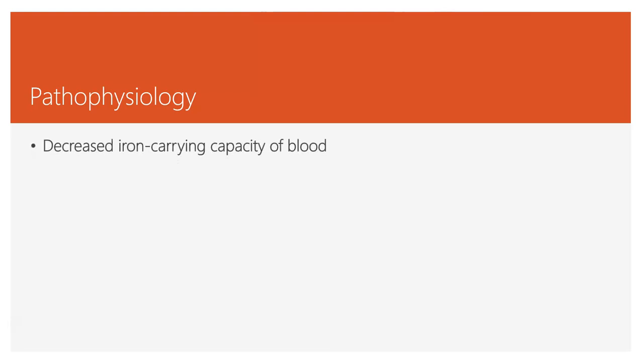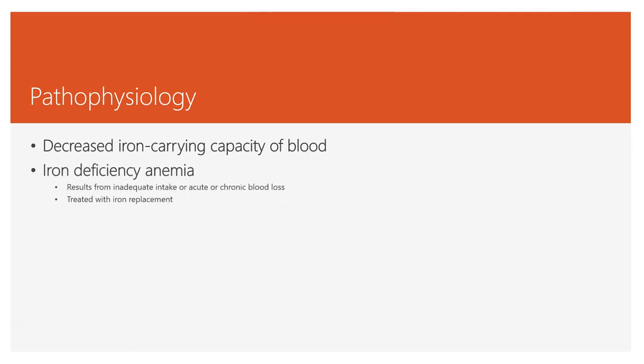The underlying pathophysiology in all types of anemia is a decrease in the oxygen carrying capacity of the blood. The reasons for this decrease vary by type of anemia. You can look at figure 28.1 in your books, and that will depict the progression and manifestations of anemia.